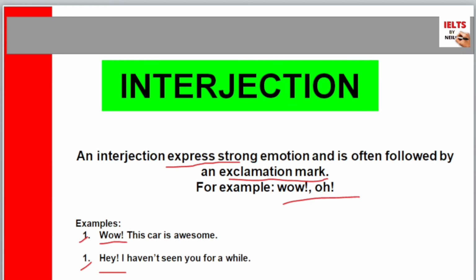These all were the parts of speech. I hope you have got the basic idea about the 8 parts of speech. In the coming videos, we will be going into detail and things will be more clear to you.